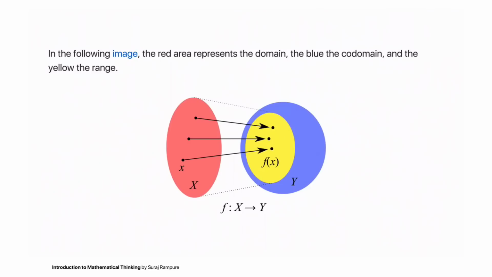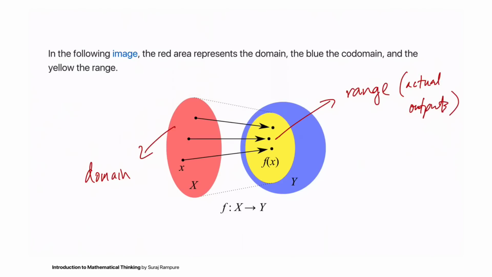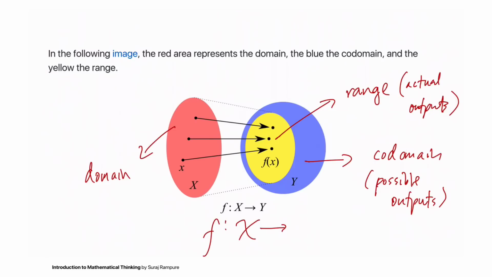Cool. And this is a nice little diagram taken from Wikipedia that explains the relationship between domain, codomain, and range. This red region here is the domain, the set of all inputs. This yellow region is the range, the set of all actual outputs. And Y is the codomain, the set of possible outputs. Again, we're using this notation: f maps elements from X to elements in Y.